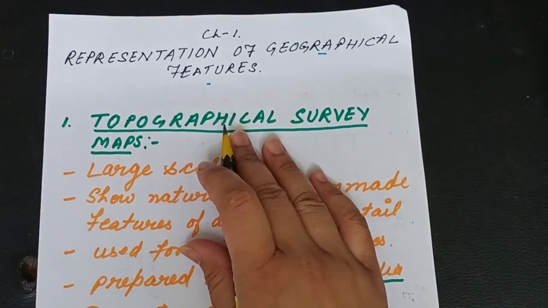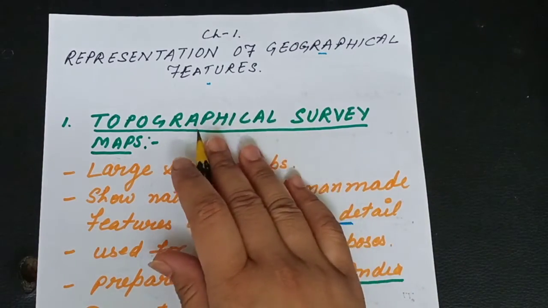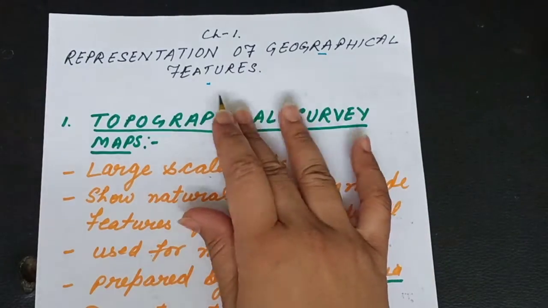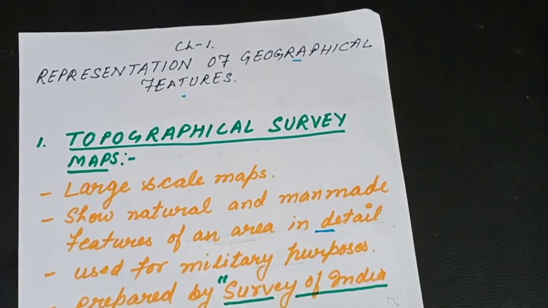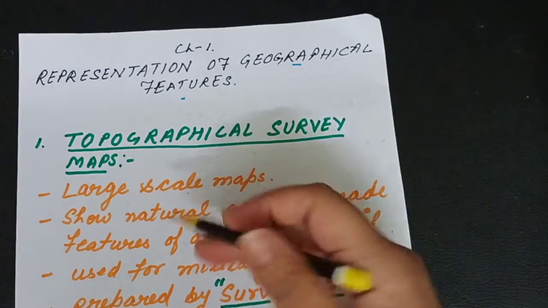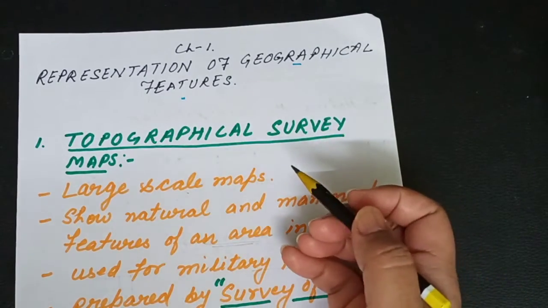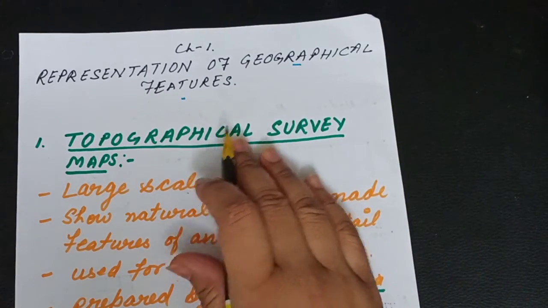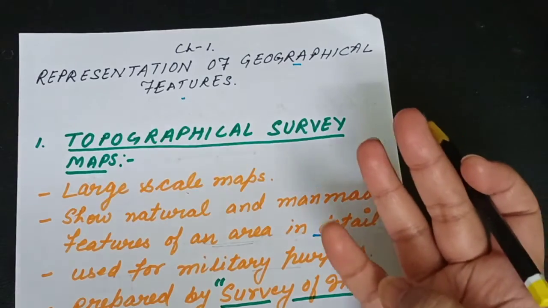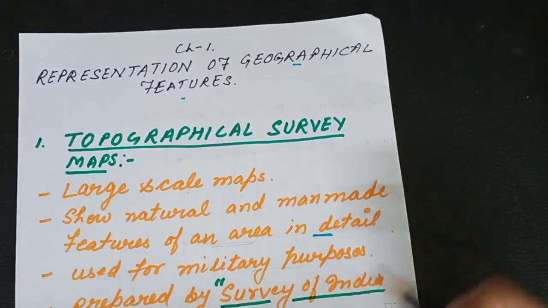Today we are going to start with chapter 1, that is representation of geographical features. Now what are the geographical features? Geographical features are the features which are formed naturally, like landforms, hills, mountains, trees, vegetation, etc.